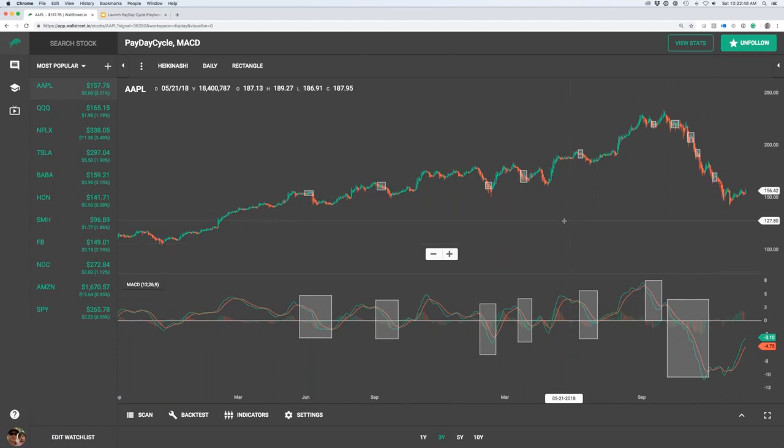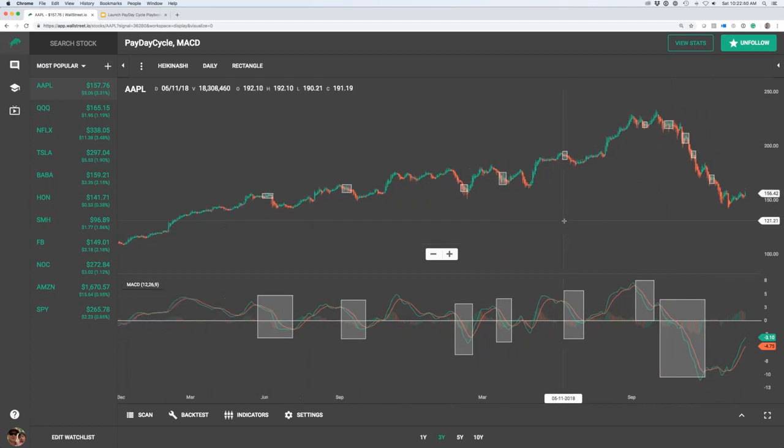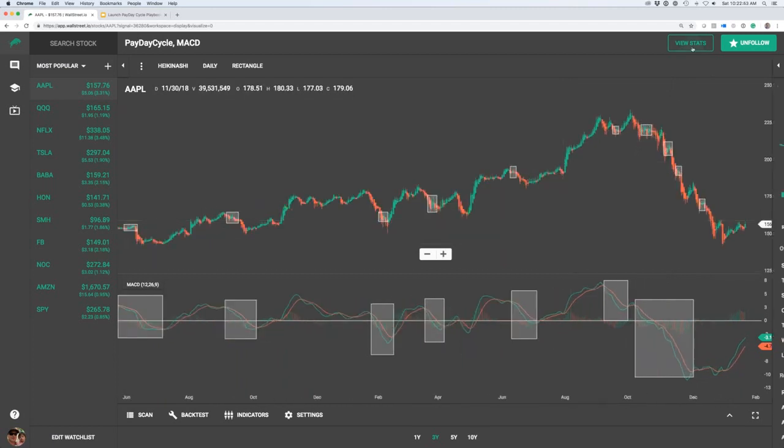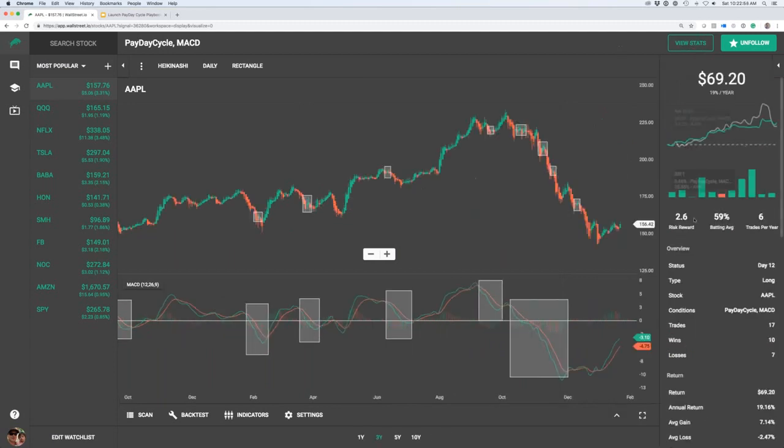So if you just use the MACD, your batting average can bump up in a really, really big way. You can see it's almost a 60% batting average. With this kind of batting average and this risk reward, you now have an absolutely phenomenal strategy that's been back tested and validated over time, and it continues to perform.